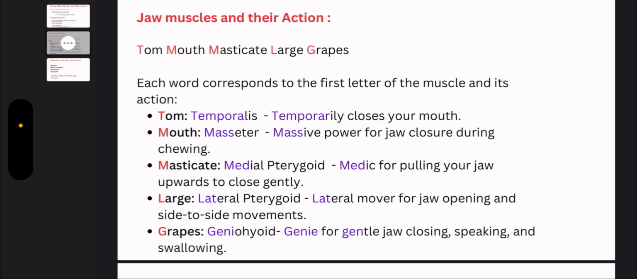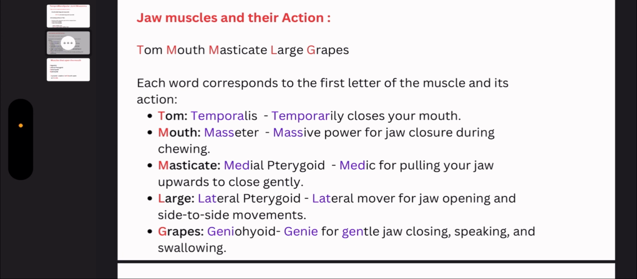And the next M in our mnemonic, Tom mouse masticate, is medial pterygoid. You can remember the action of medial pterygoid by remembering the word medic, as highlighted here, we highlighted medi in the word medial pterygoid and medic. Medic for pulling your jaw upward to close gently. So it does help in pulling your jaw upward to close gently.